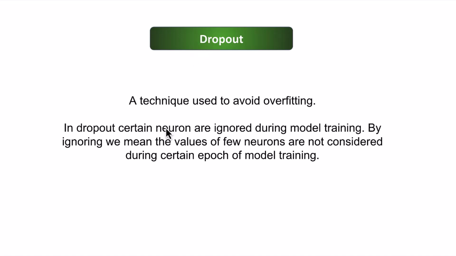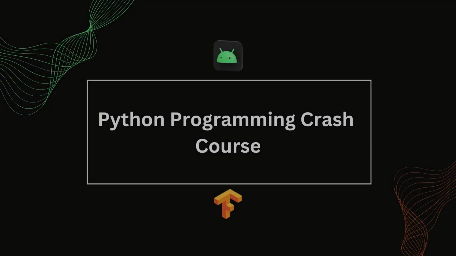So in dropout, certain neurons are ignored during model training. And by ignoring, we mean that the value of few neurons are not considered during certain epochs of model training. So to tackle that overfitting problem, we use this technique, and in this technique, for certain epochs of our neural network model training, we will ignore the value of some random neurons. And in that way, we can avoid overfitting.